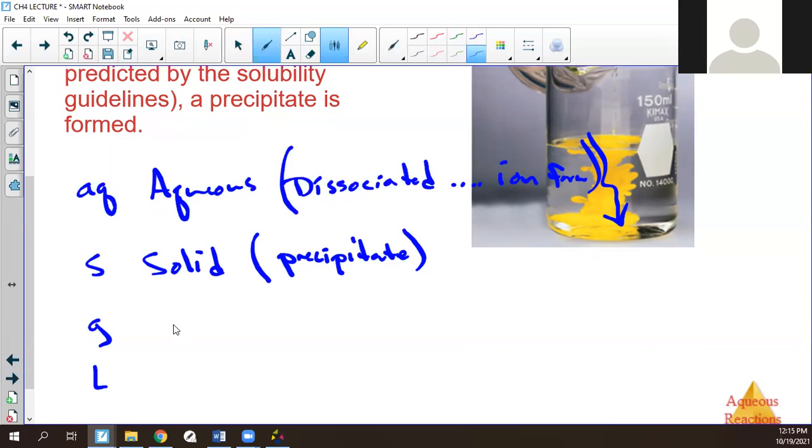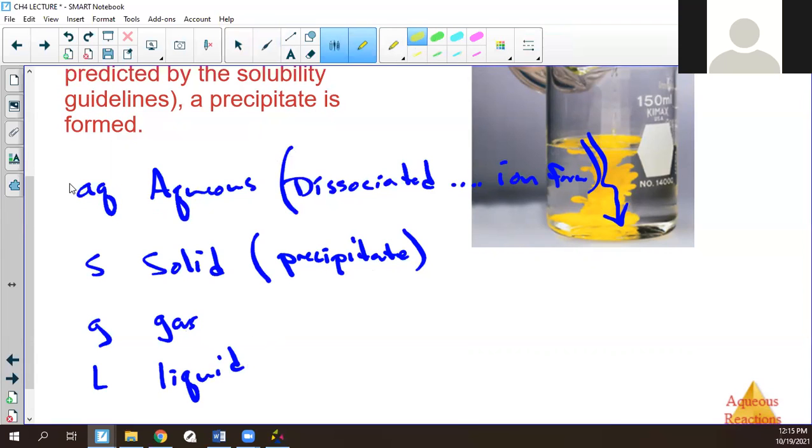All right, pretty easy guess here. What's G? A gas. And for today, we won't probably have any gases, but that's common. And L then?